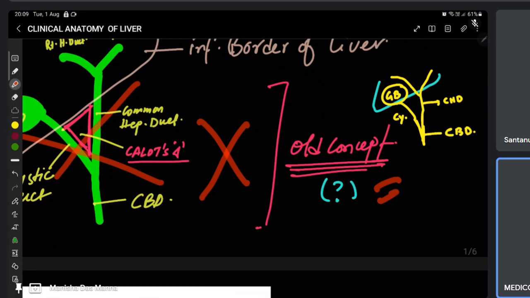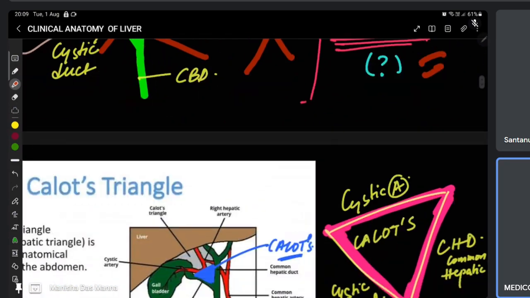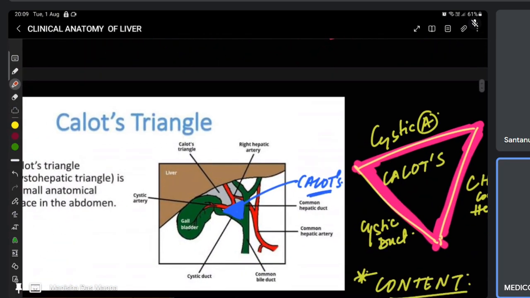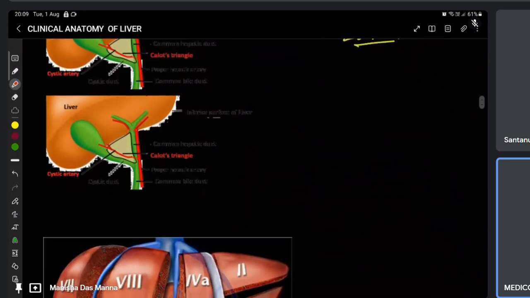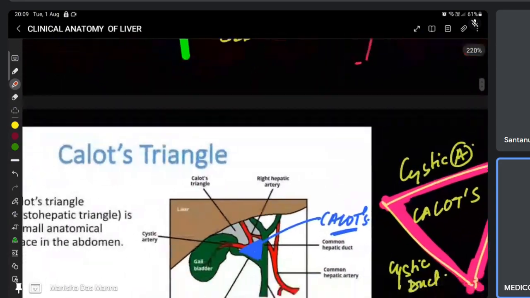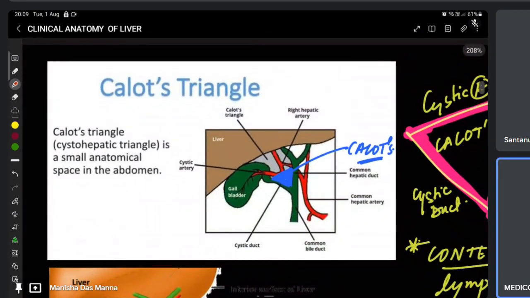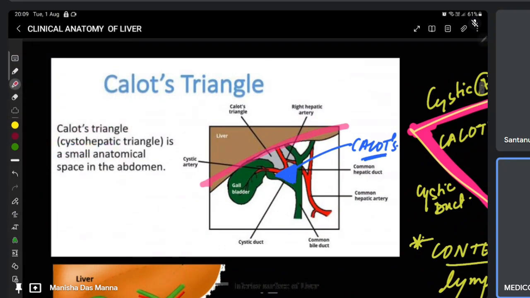Then what is the actual Calot's triangle? This is the actual diagram of Calot's triangle. Here you can appreciate the inferior border of the liver.